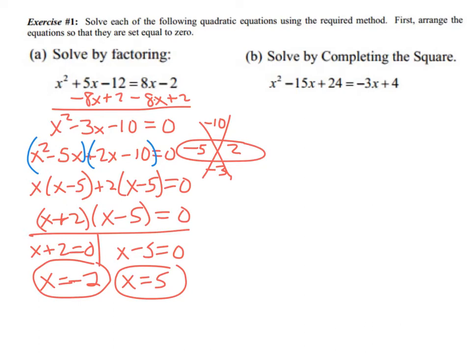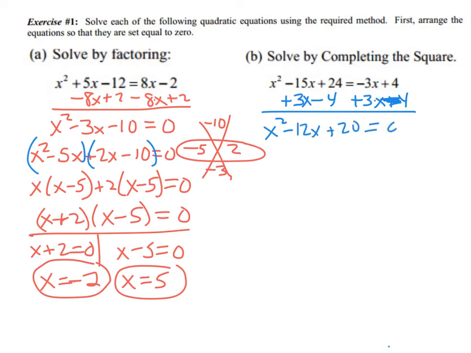Over here on completing the square, same thing. First thing, bring your 3x over to the left. Get everything on one side. Bring over the 4. Although if you know what you're doing, you're going to turn around and bring that right back in a moment. And my bad, that should be a minus 4, not a plus. So minus 4, don't forget my x there. So I get an x squared, a minus 12x, a plus 20 equals 0.